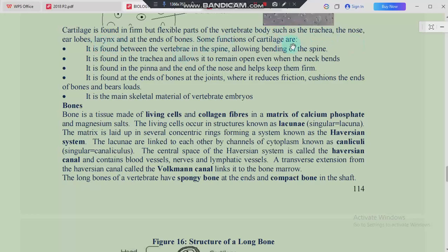So some functions of cartilage are, number one, it is found between the vertebrae in the spine, allowing the bending of the spine. So bending of the spine is assisted by cartilage. It is also found in the trachea and allows it to remain open even when the neck bends, right? And apart from that, it is found in the pinna and at the end of the nose and helps to keep them firm.